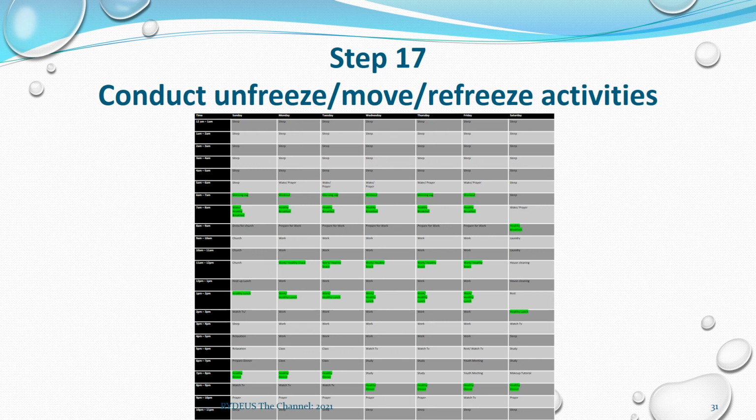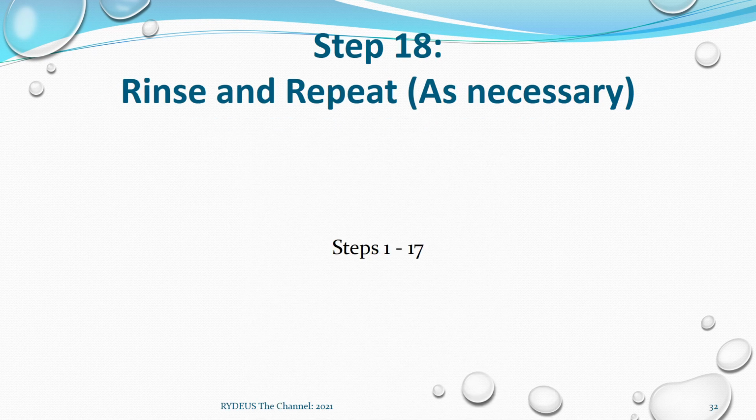That's refreeze. So step 17 is an all-important step that utilizes everything that we would have done from step 1 all the way to step 17. Now, we're on step 18, and step 18 is simply rinse and repeat as necessary.